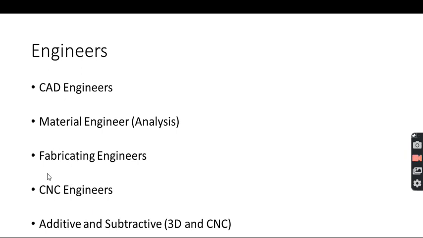There are two ways of creating that: additive and subtractive. Additive is 3D design, where nothing is there and you create a shape. In subtractive, you have a square block, and from that you can create a sculpture. So 3D is additive and CNC is subtractive. 3D you can use only for prototyping. CNC you will use for mass production. Fine, so this is the interdisciplinary product design flow.